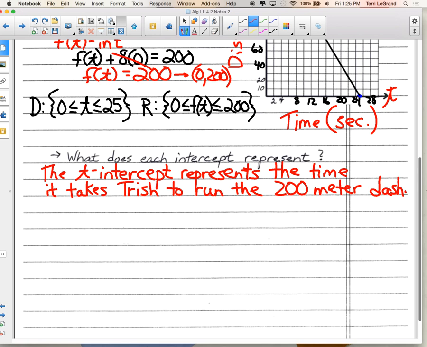Okay. Let's talk about the f of t-intercept. I was fast though, I want you to know, not that fast.